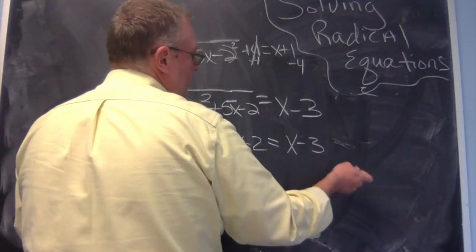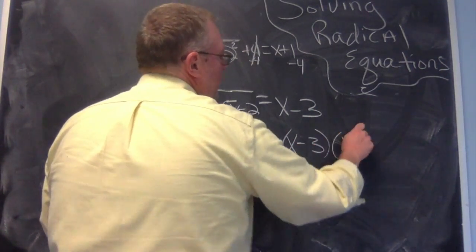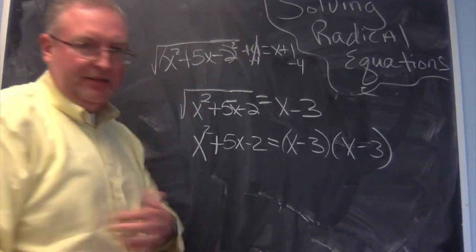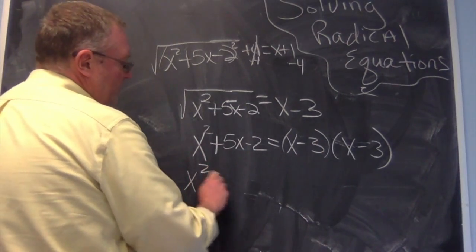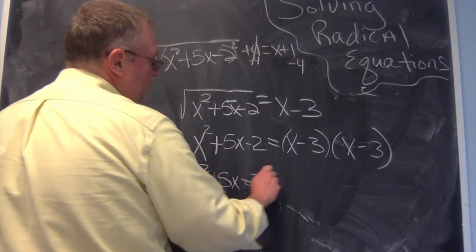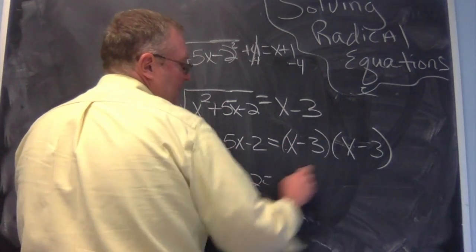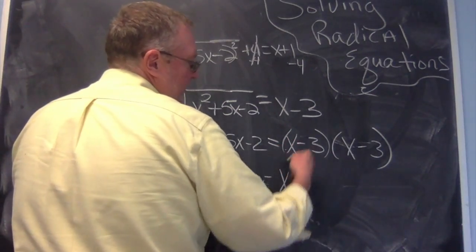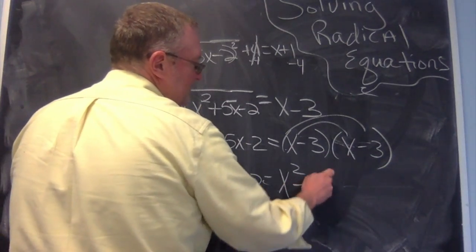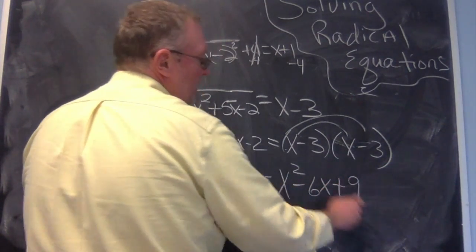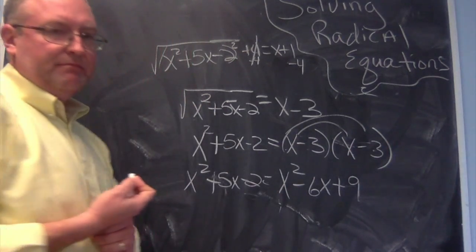So it's x minus 3 times x minus 3. Here's that foiling thing. Over here, I'm going to leave this by itself: x squared plus 5x minus 2 equals, first, outer, inner, last. X times x is x squared. My outer gives me negative 3x and a negative 3x for the inner, so it's negative 6x. And then a positive 9, negative 3 times negative 3.